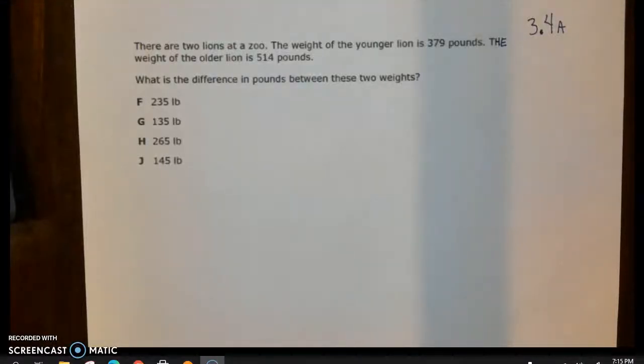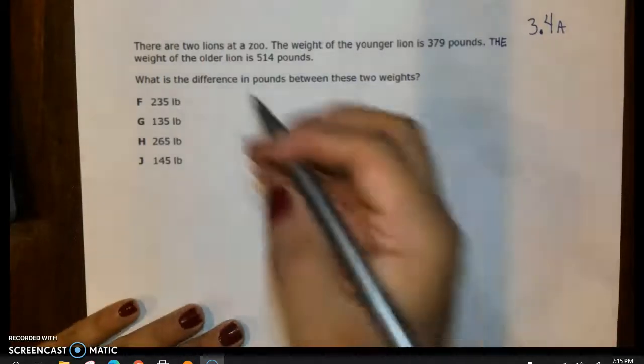Today, we're going to take a look at one of the problems for 3.4a, or how we can apply our strategies to problems that deal with adding and subtracting. So let's go ahead and start with reading the problem.